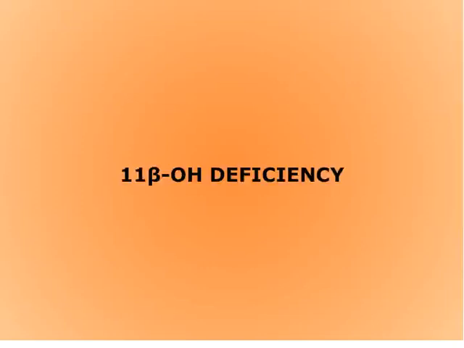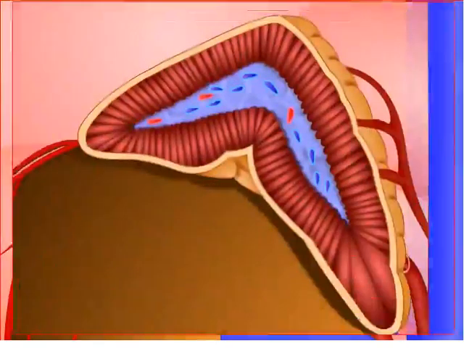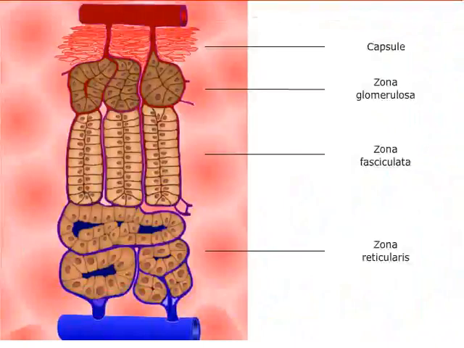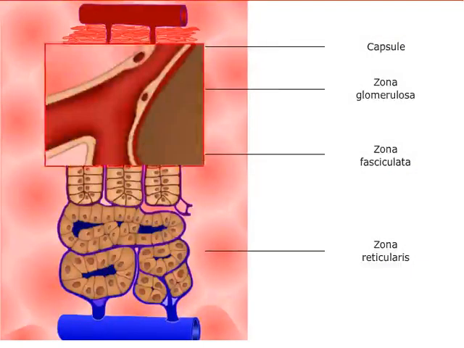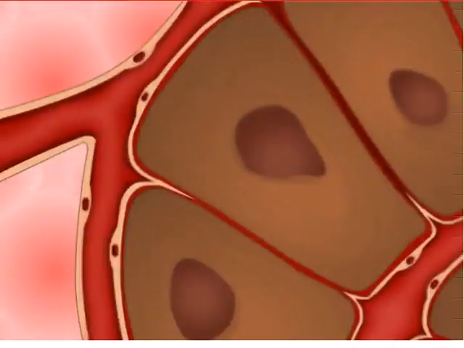Let's now move on and review 11-beta-hydroxylase deficiency, the second most common cause of congenital adrenal hyperplasia. In this enzyme deficiency, there is mineralocorticoid excess, leading to salt retention and hypertension. There is also an excess of androgens. Let's go back to the adrenal gland and take a closer look at the zona glomerulosa.